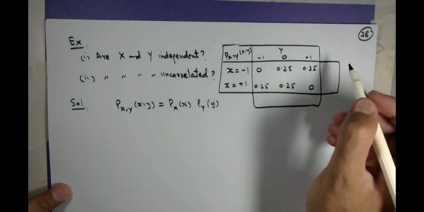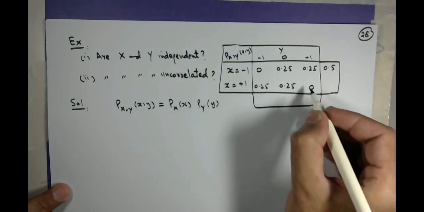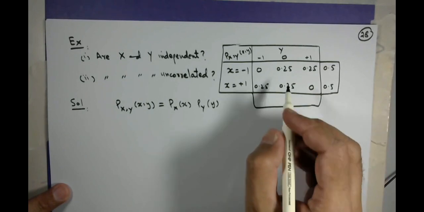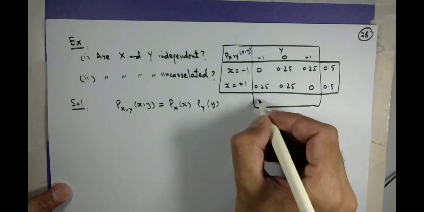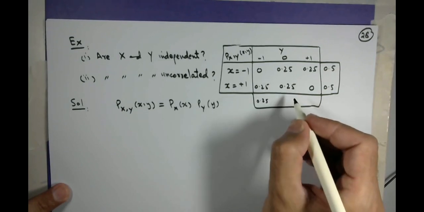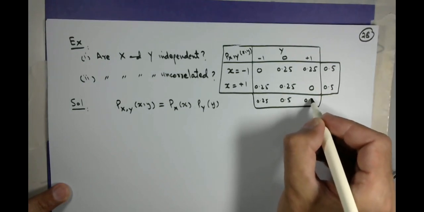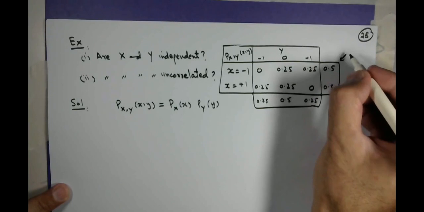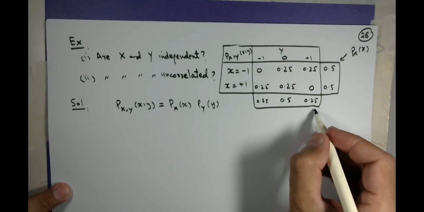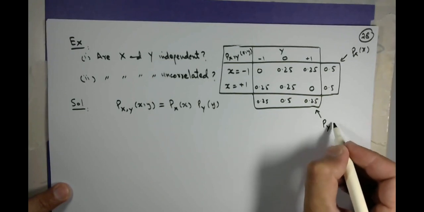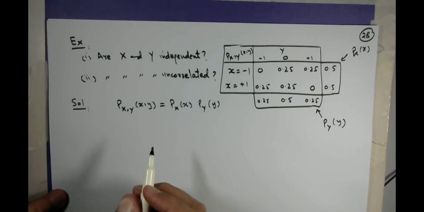using our usual method. For x is equal to -1, the probability is 0.5. For x is equal to +1, again the probability is 0.5. For y is equal to -1, probability is 0.25. For y is equal to 0, it is 0.5, and for y is equal to +1, it is 0.25. So we have this p sub x available here, and we have this p sub y of y, the marginal distributions of x and y available here.